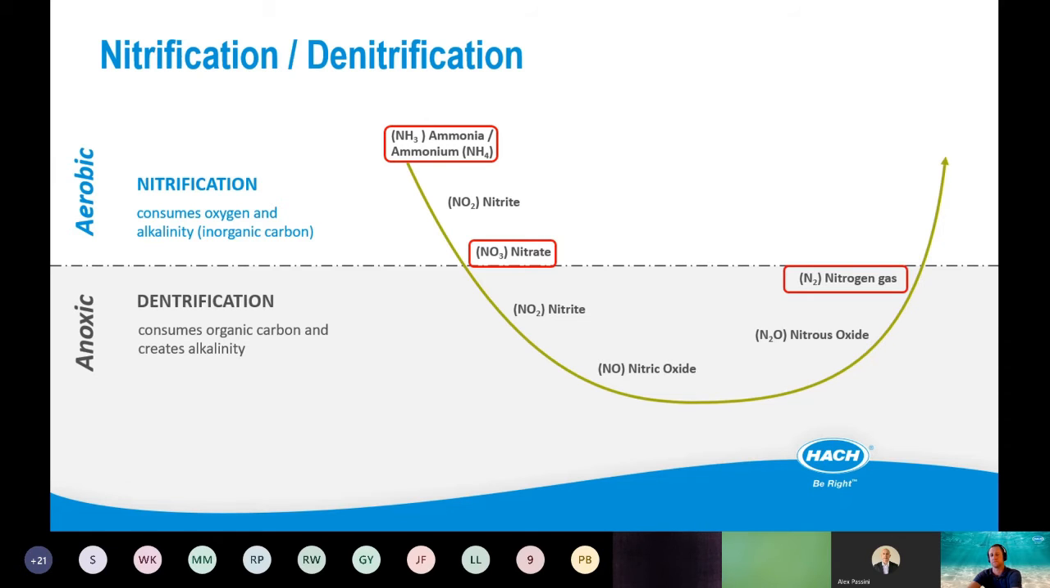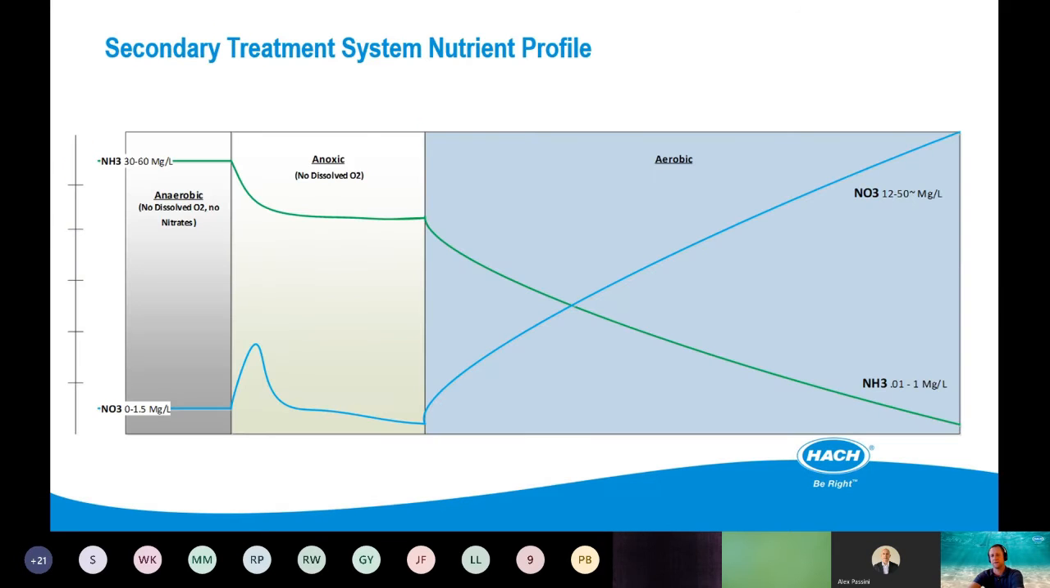And there's a couple of forms listed there. Point being here is that we're removing nitrogen in the form of a gas rather than a solid, like you would with phosphorus. So a point on nitrification: it consumes oxygen and alkalinity. And denitrification consumes carbon, but it also creates alkalinity. Alkalinity is key, as we'll talk about a little bit here as we move forward in the nitrification process.